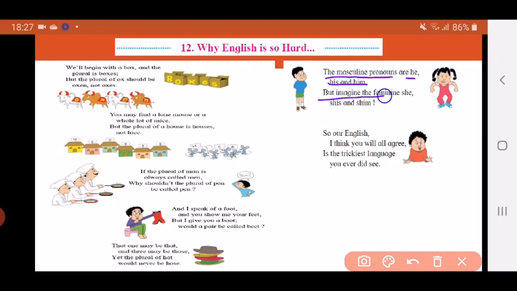But imagine the feminine: she, his becomes shiz and him becomes shim. Is it true? Just like he changed to she by adding an S, can I change his to shiz by adding S and him to shim by adding S? No. What are the feminine pronouns, children? She, his changes to her and him changes to her. So this is again confusing.